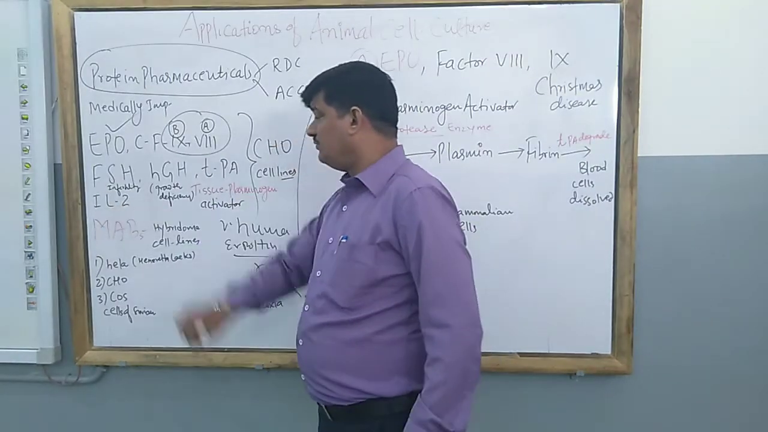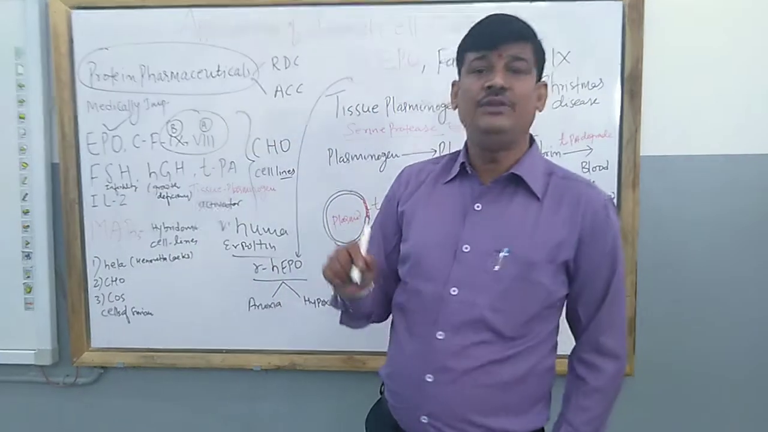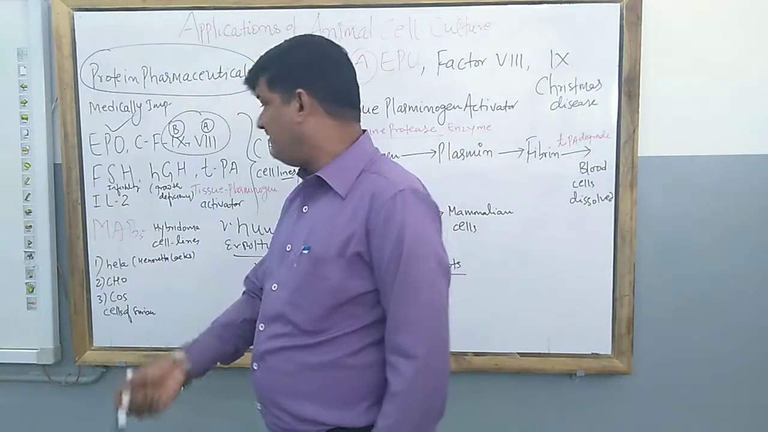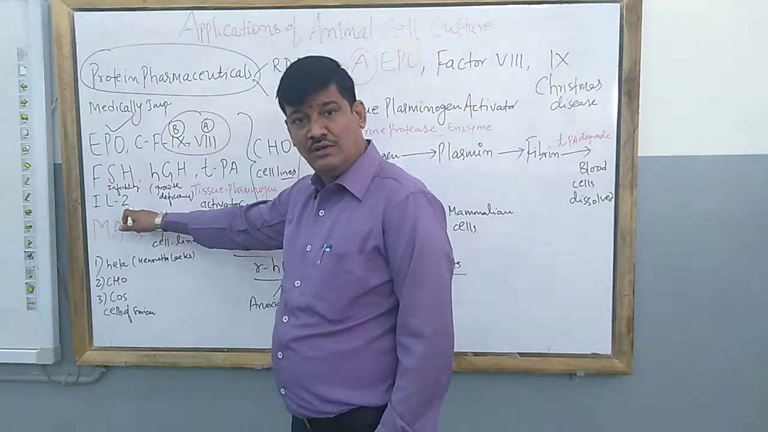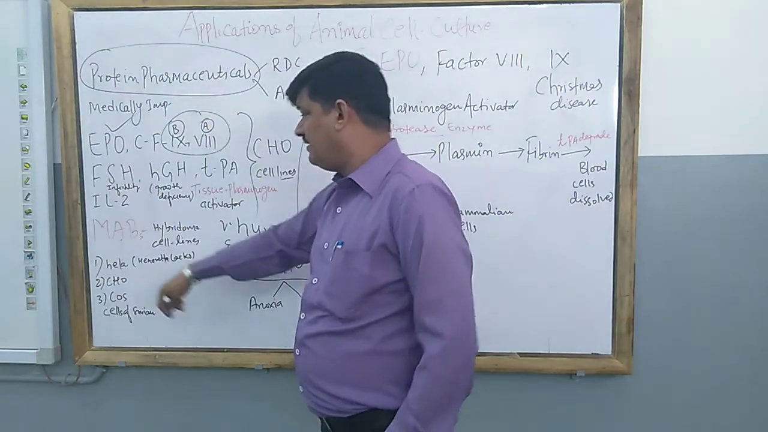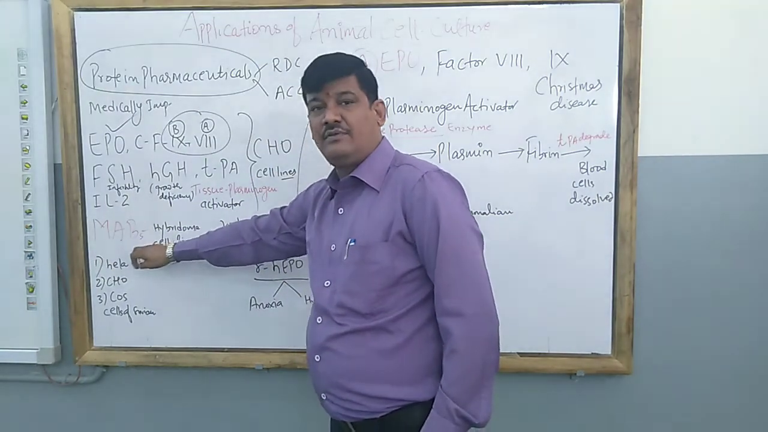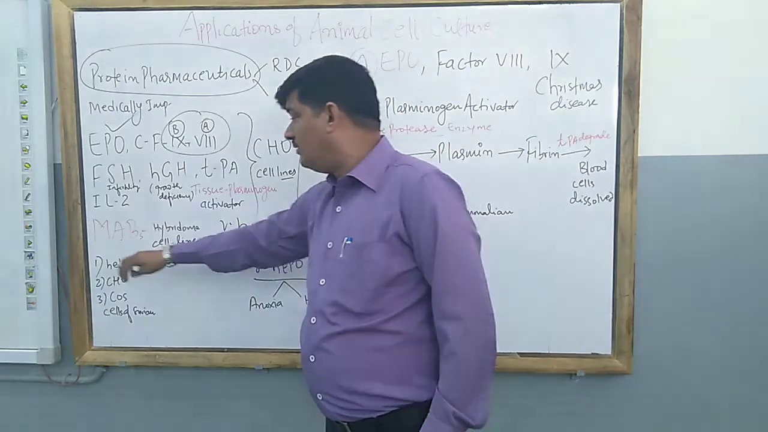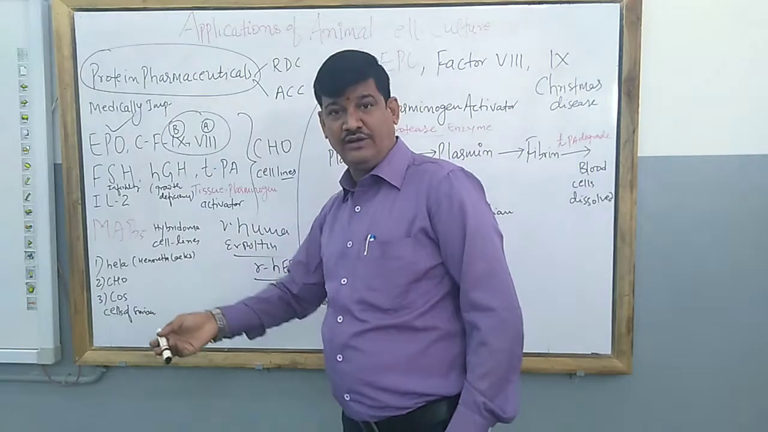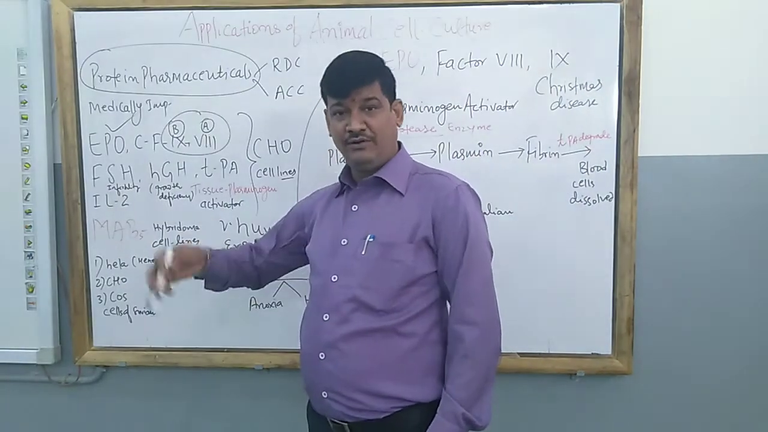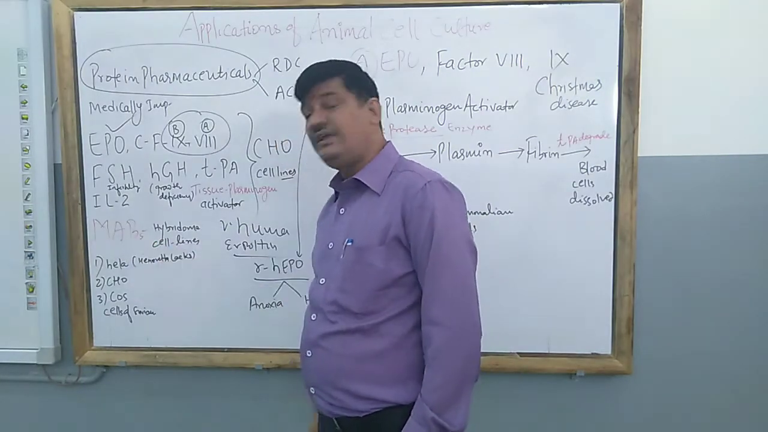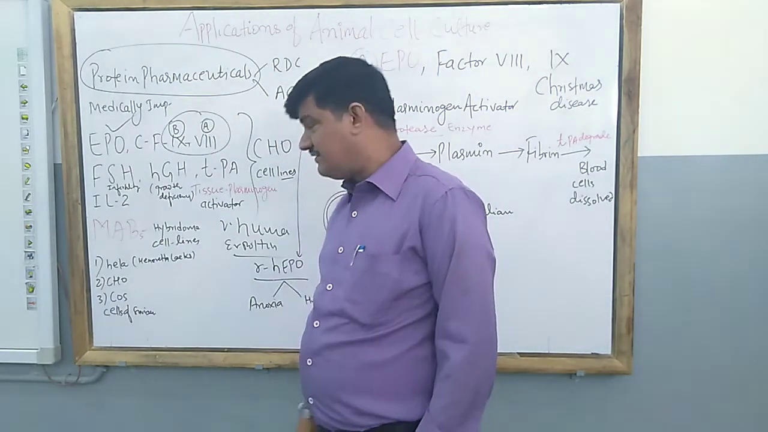Now IL-2 stands for interleukin 2. Interleukin 2 is responsible for the treatment of cancer. We are using this IL-2 in the treatment of cancer. And apart from that, another thing is MABs. MABs stands for monoclonal antibodies. Monoclonal antibodies are artificial antibodies produced by hybridoma technology. We will discuss that later, and they are used in the treatment of cancer cells.